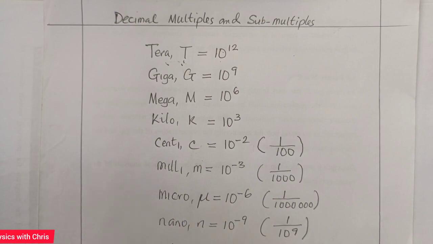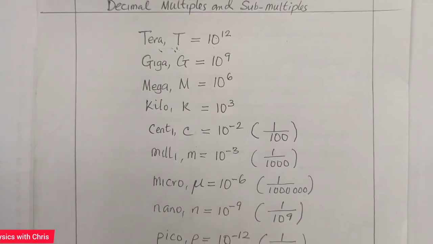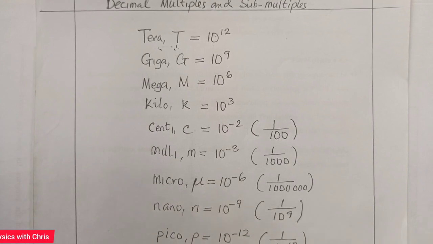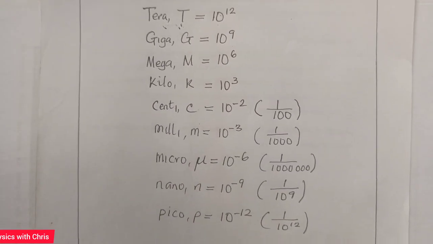So if it is placed before a unit, maybe an SI unit like meter, it gives you hundredths of a meter. We have the milli, one thousandth of a meter if it is used with a meter. We have the micro, or millionths of a meter. We have the nano and all that.